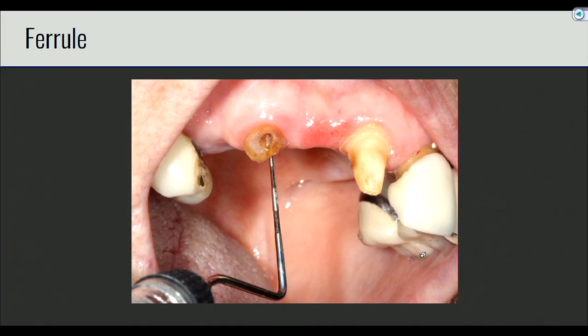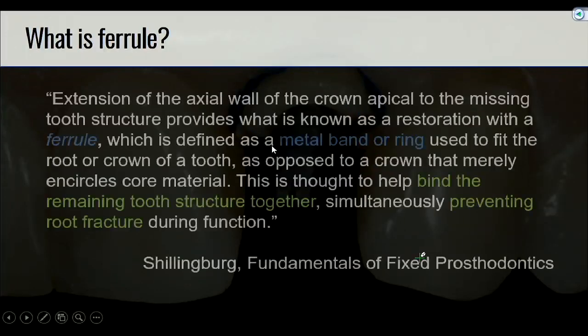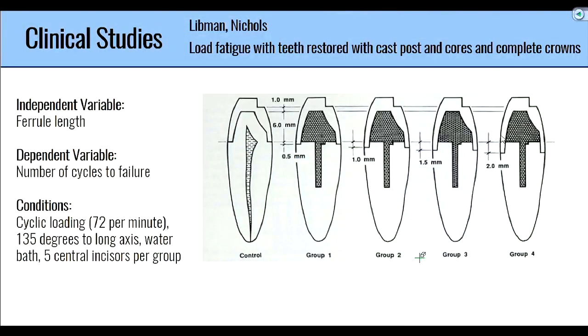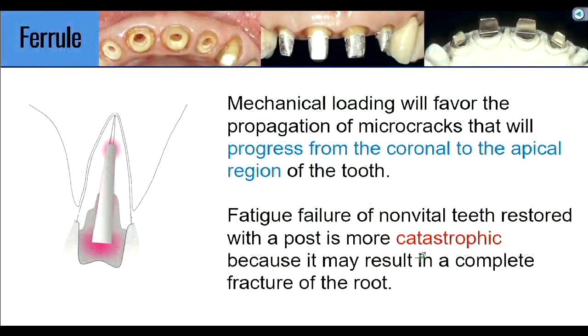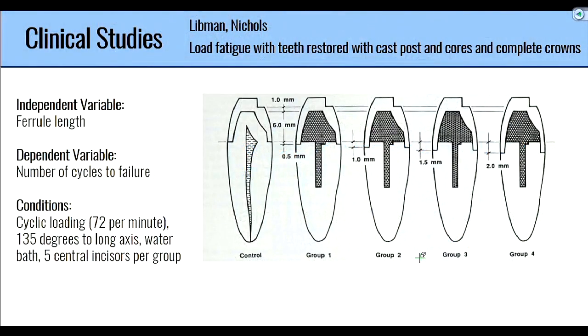And remember, all the studies we've done on ferrule have been under the scenario where it has a cast post and core, or basically a post space, okay? So don't confuse ferrule with just the amount of axial wall height you have for regular resistance form, okay? That term is frequently misused. They may have a tooth and they look at it and go, oh, I don't have enough ferrule. Well, the tooth's not even endodontically treated. So the term ferrule doesn't really apply in that scenario, okay?